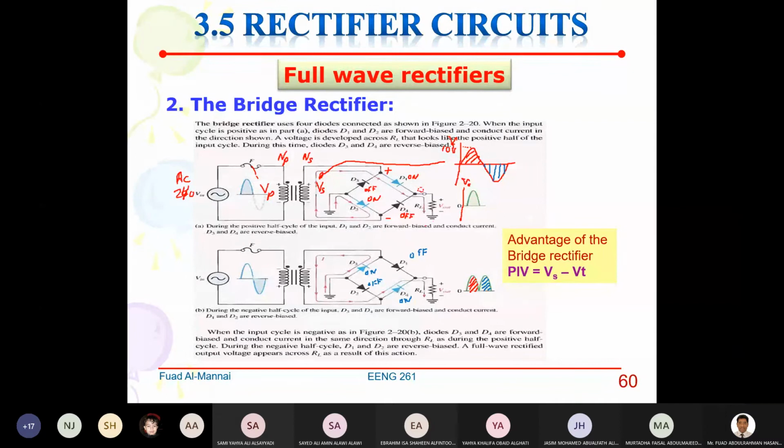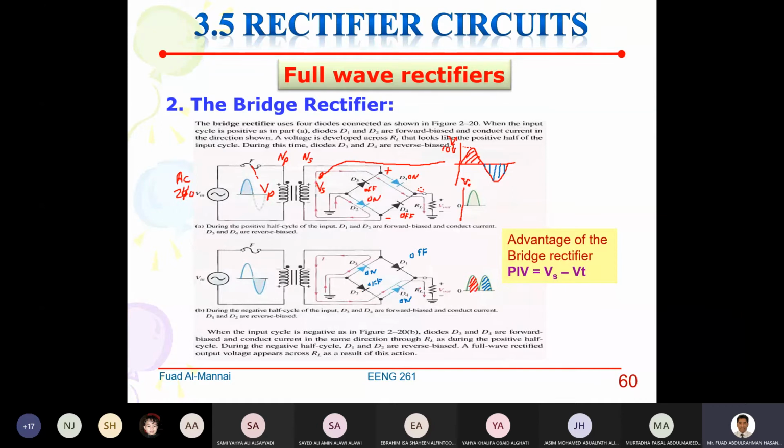Okay, now during the negative half cycle, as shown below here, it will put positive here at the bottom and negative at the top. When it does that, D1 and D2 will be off, and D3 and D4 will be on, because this is negative, this is 0, so it will be on. This is positive, this is 0, this will be on. So D3 and D4 will be on, D1 and D2 will be off.